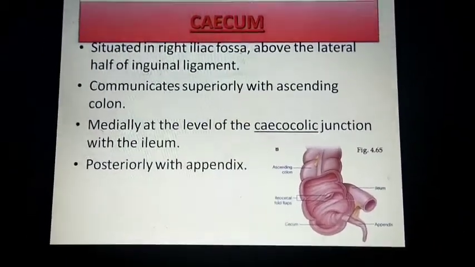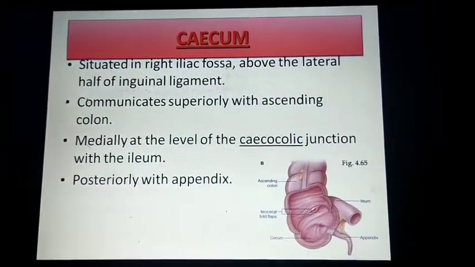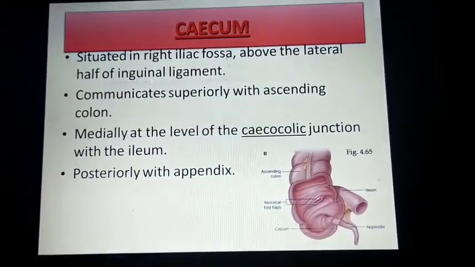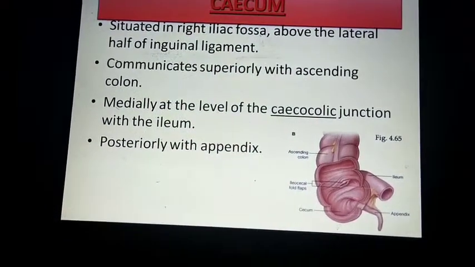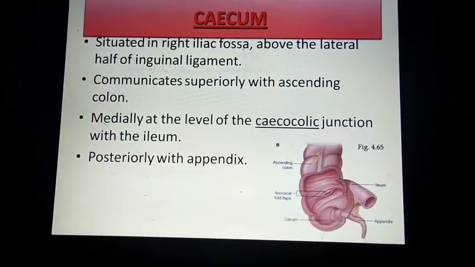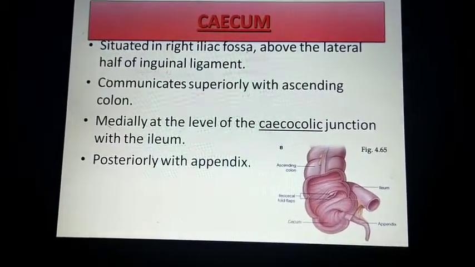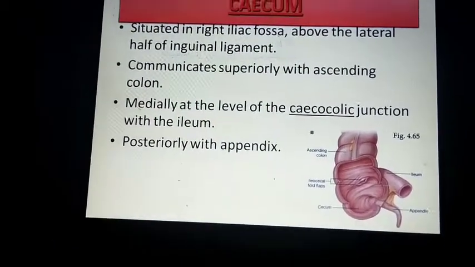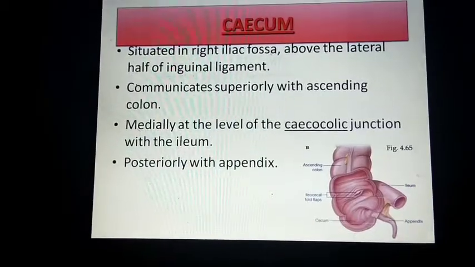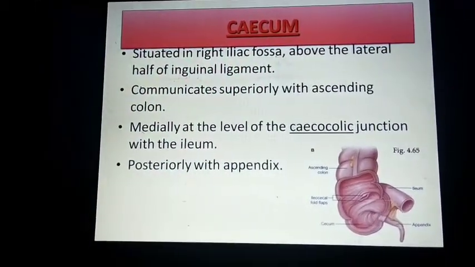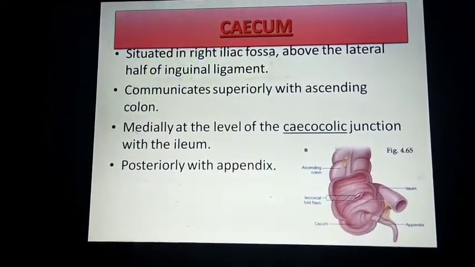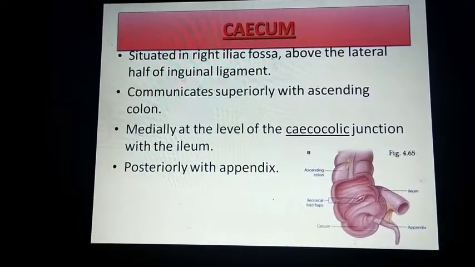Then this is the most dilated part. It is 8 centimeter in diameter and it is a movable part of the large intestine, situated in the right iliac fossa. You can go for the cecum. The cecum is a pouch-like structure connected to the junction of the small intestine and large intestine.